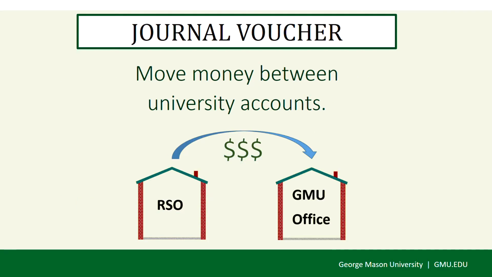Often, when collaborating on events, your RSO may find that it needs to provide funding towards or share the cost of an expense with another RSO or Mason office. When this occurs, your RSO should submit a journal voucher or JV request. A JV transfer is simply an internal movement of money between university accounts.